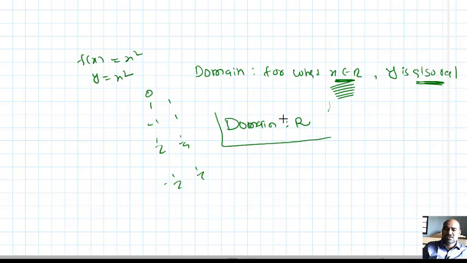Once again, observe students, domain means for what values of x, y is real. Take any x, y is real only. After that, range means what? Range means outputs, actually outputs. So actually what the domain is? All real numbers. Giving any real number x, what you are getting y, that is called its range.